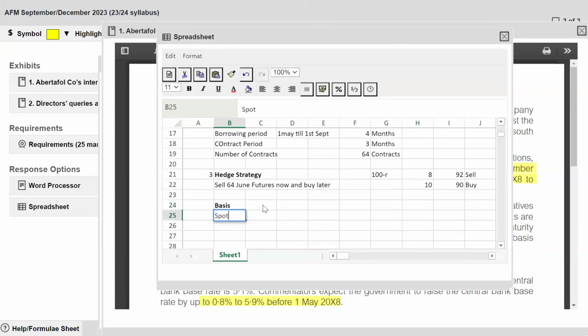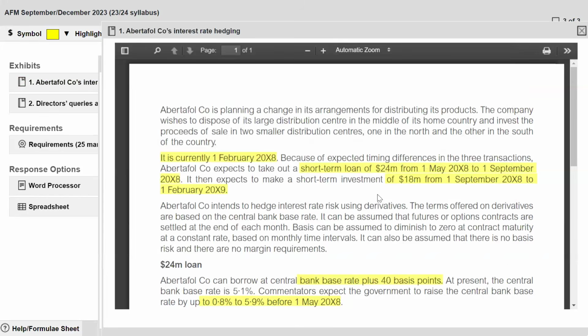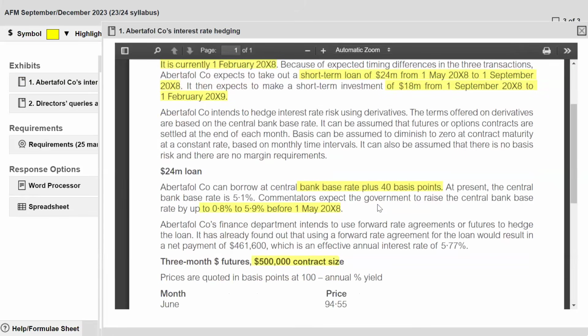We take the spot rate and the future price. You must have been given in this scenario somewhere the spot rate, that is, the current interest rate. At present, the central bank base rate is 5.1%.